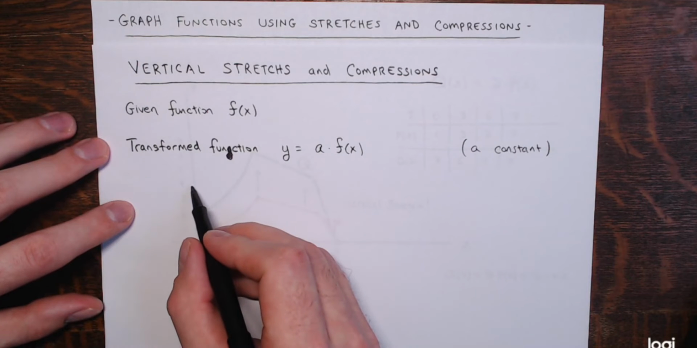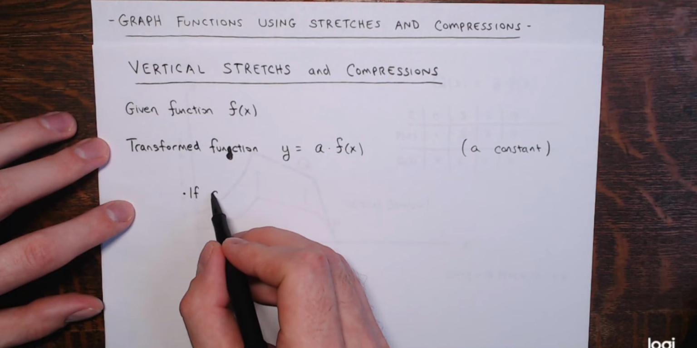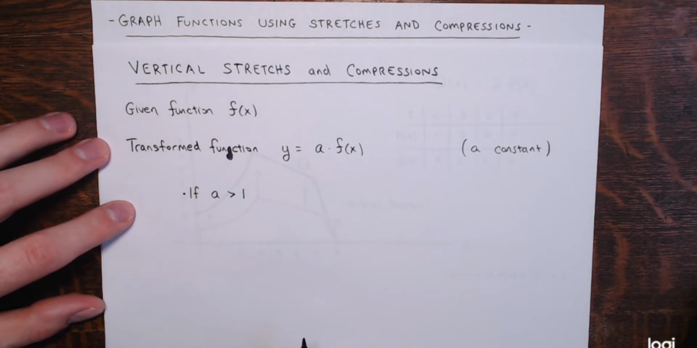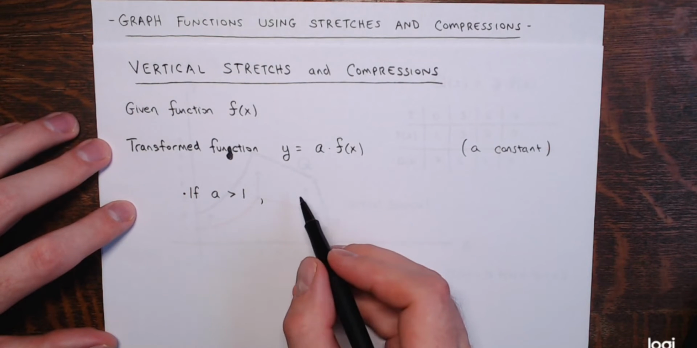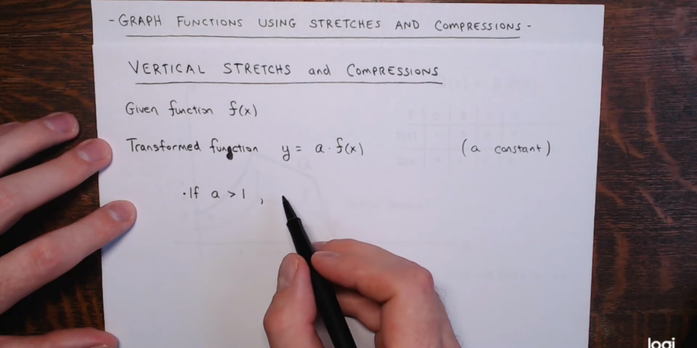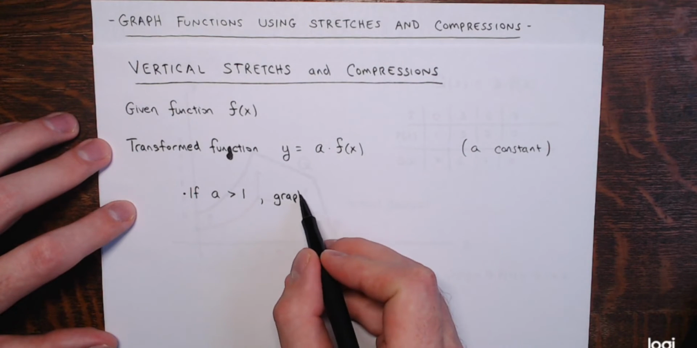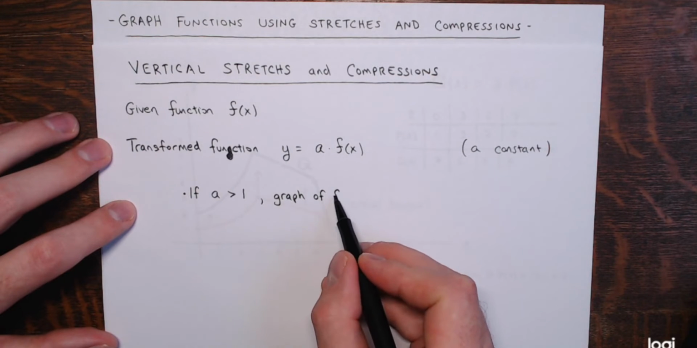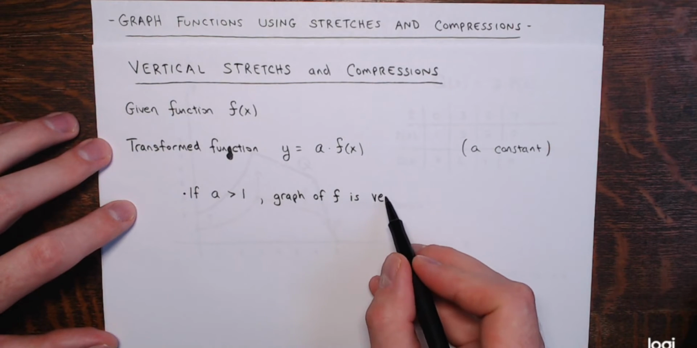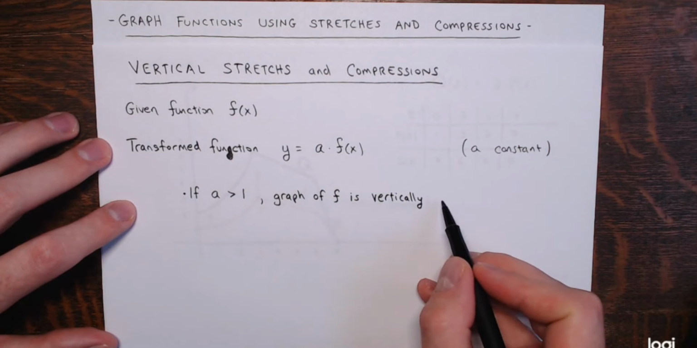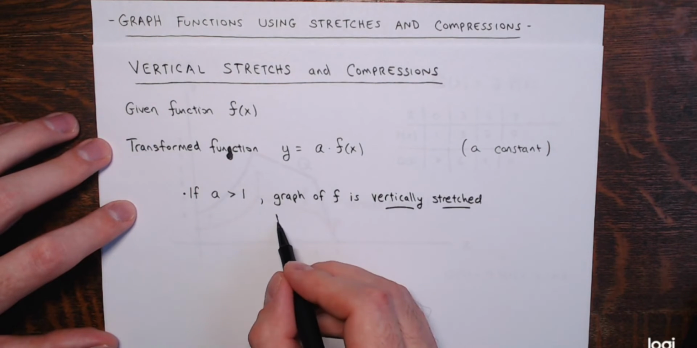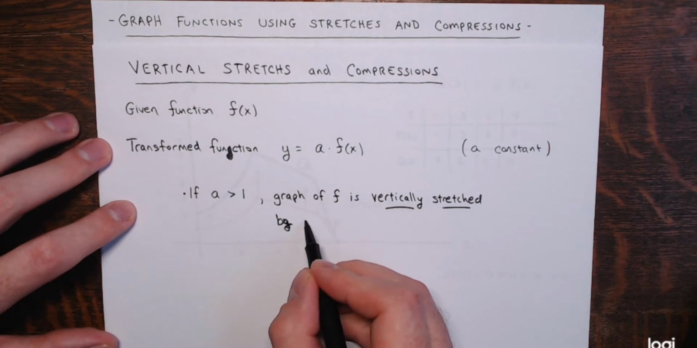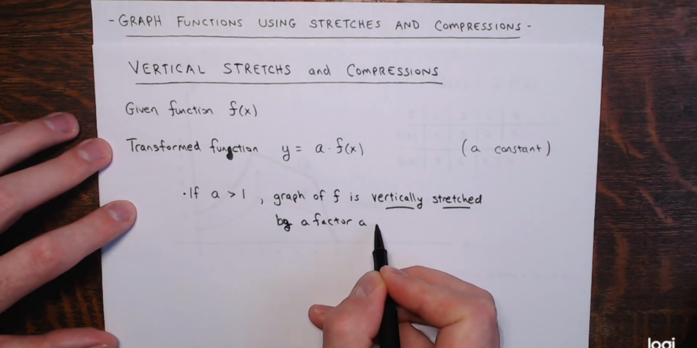If a is bigger than 1, like 2 or 3 or 1.5, whatever, the graph of f is vertically stretched by a factor of a.